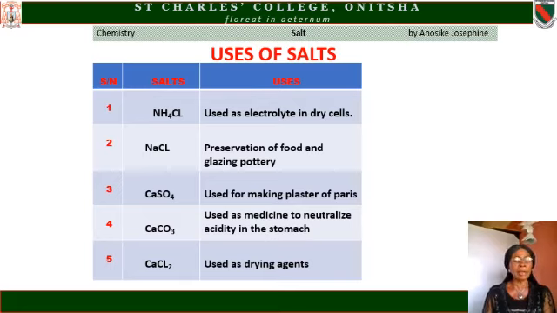Then you have the number 4, calcium trioxocarbonate 4. That one is used as medicine when you have something like stomach upset. In the market, we have what we call Andrews liver salt. Part of the content of that particular salt is calcium trioxocarbonate 4 and others like magnesium. They help to reduce the acidity of the stomach.